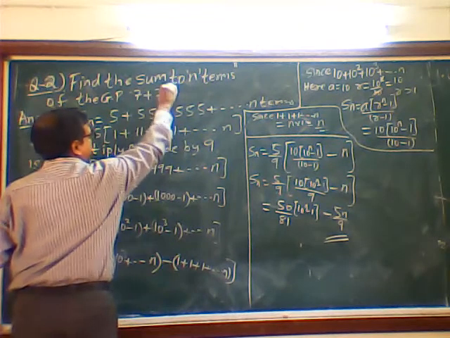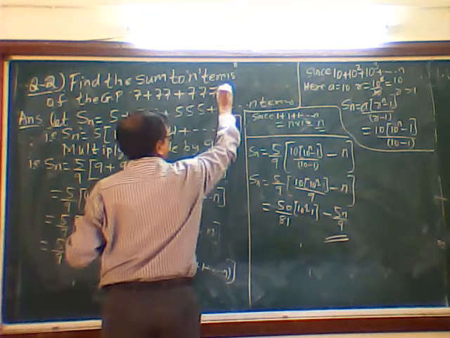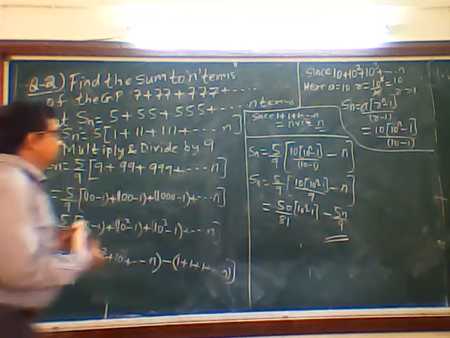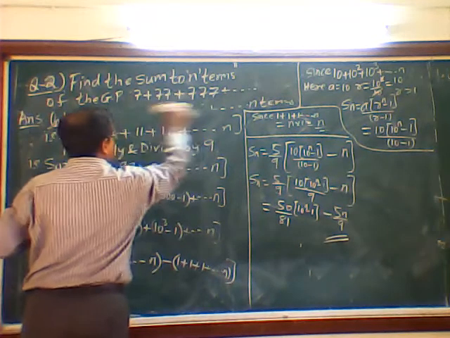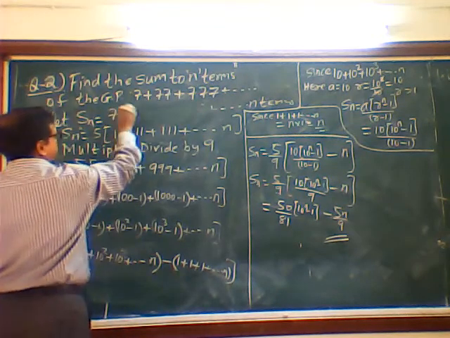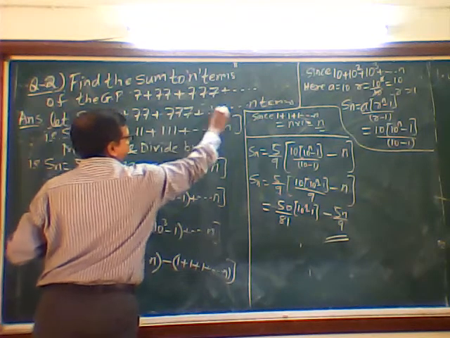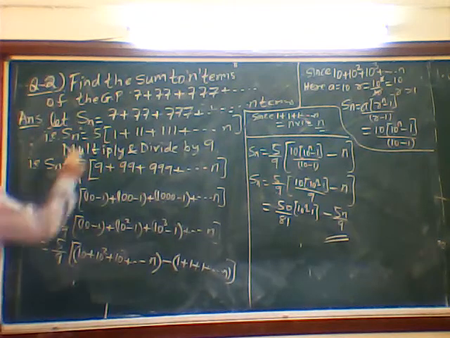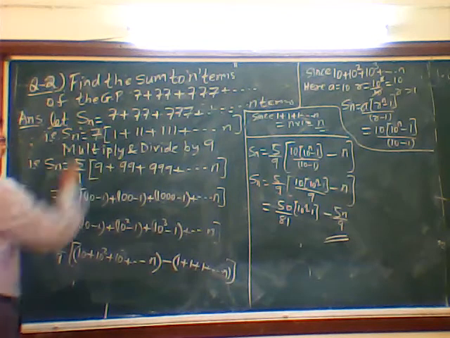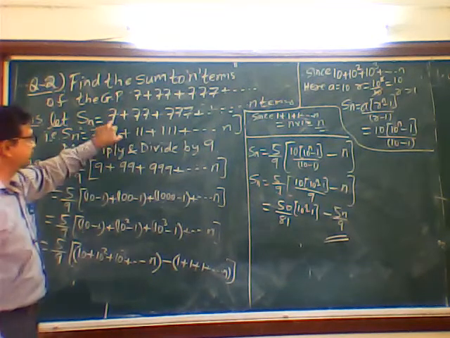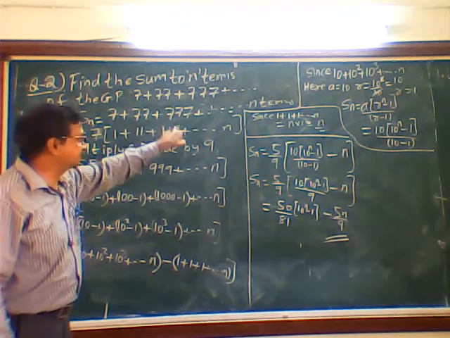Now the next problem: 7 plus 77 plus 777 plus dot dot dot. Then again, the same way. Let Sn be equal to 7 plus 77 plus 777 plus dot dot dot to n terms. Now I take 7 common; the steps are the same. I have taken 7 common outside: 7 into 1 is 7, 7 into 11 is 77, 7 into 111 is 777, and so on.